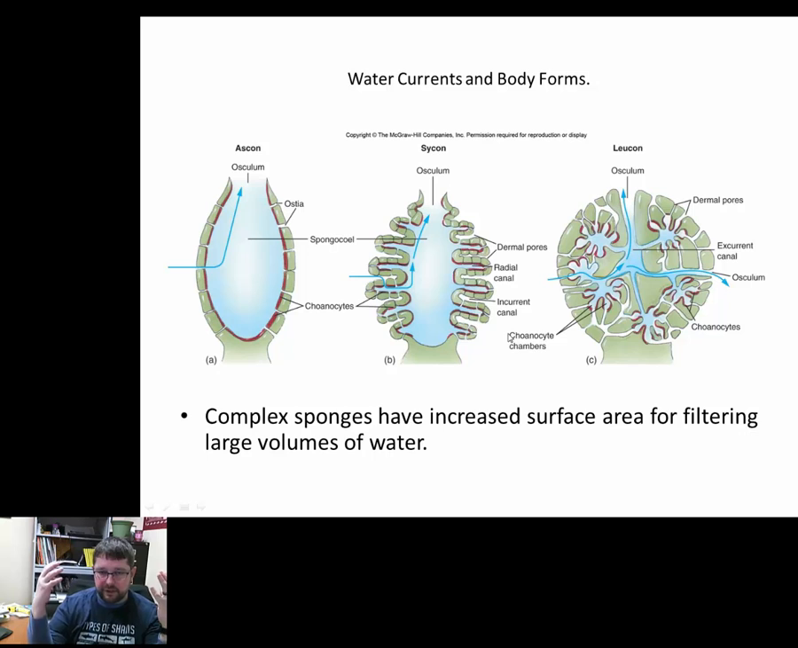So when it comes down to body form, especially in porifera, it's all about surface area. The more folds the organism has, the more ability it has to filter out nutrients. It's more efficient at filtering out nutrients. It can conduct feeding and reproduction at the same time. And so it's just more efficient. That efficiency allows the organism to increase in size and in the amount of water it can filter at any given time.